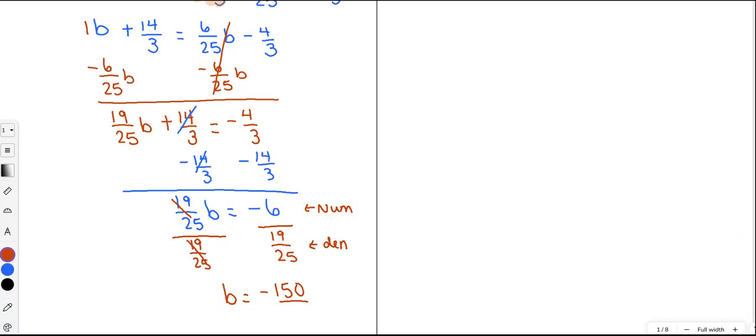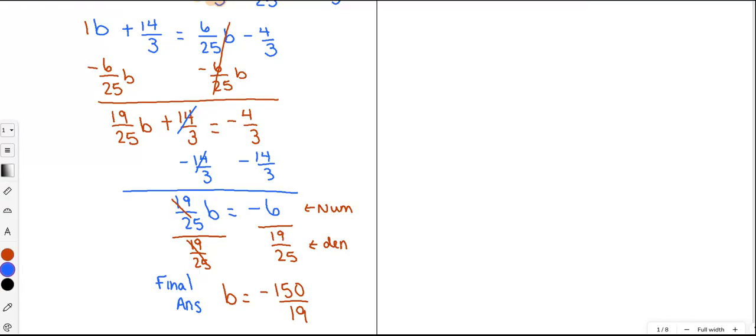-150 over 19. If you multiply by the reciprocal, you're going to get the same exact answer. It's not changing. It's the same equation. You're going to have that one solution. So this is my final answer, right? Final answer. It was a lot of work to get there because we had a whole bunch of fractions and stuff like that. But we don't want this as our final answer.